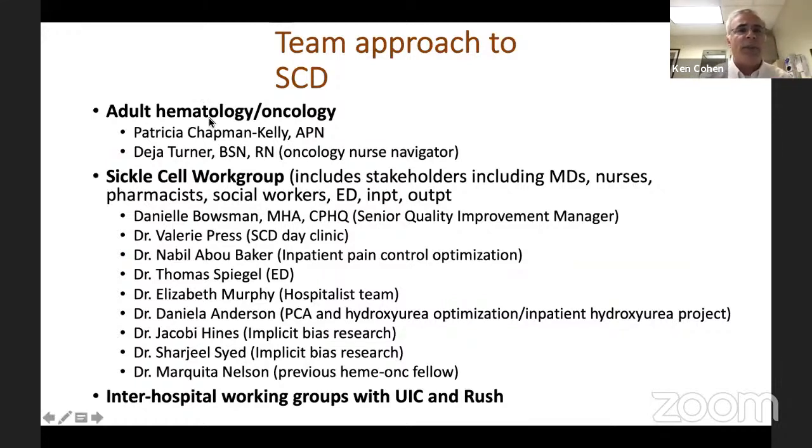Again, we introduced some members of our outpatient hematology care team, but what we have here is basically a number of people you can see from quality improvement, from emergency room, from the sickle cell day clinic, from the hospice teams, even some of our trainees who have been involved in research to improve the care of patients with hydroxyurea. So again, big group of people all working together, trying to move the care of patients with sickle cell disease forward. And with that, I think that's my last slide, and I can now stop sharing.